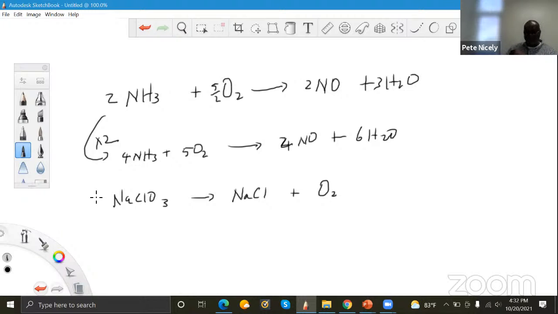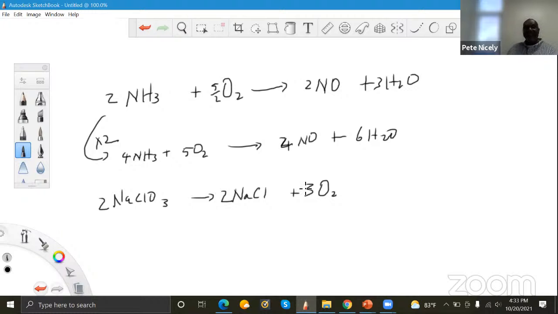Okay, so put a 2 in front of the sodium chlorate, a 2 in front of the sodium chloride, and a 3 in front of the oxygen, and that would be correct. Okay, so I'll leave you to try the others on your own. I want to get to the next question.